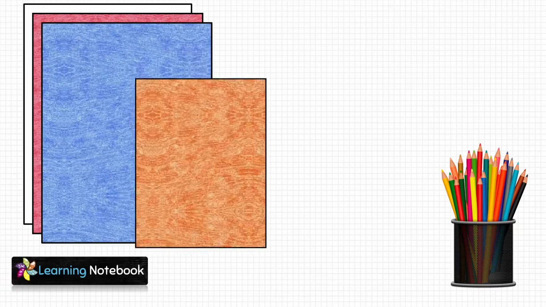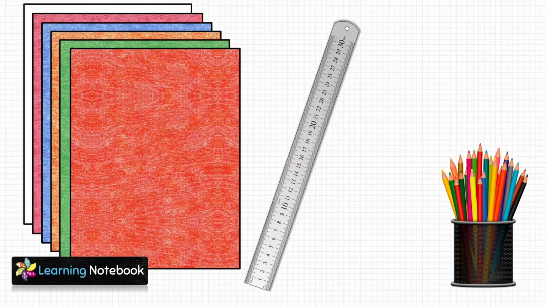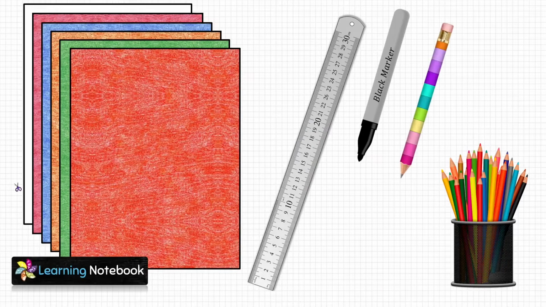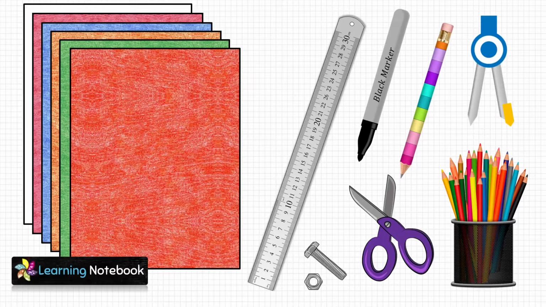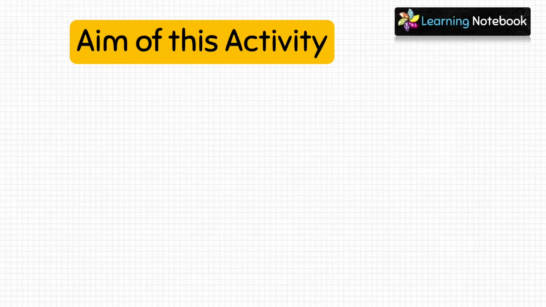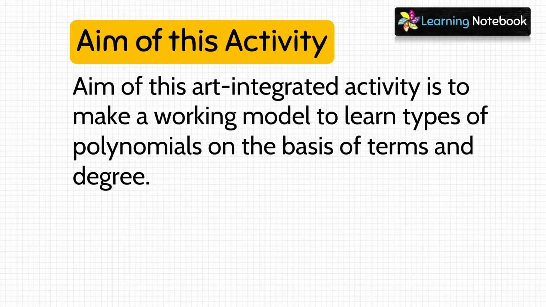For this activity, we need few colorful thick sheets, a ruler, a black marker pen, a pencil, a pair of scissors, a compass, a box of crayons or pencil colors, and nut and bolt. Aim of this art integrated activity is to make a working model to learn types of polynomials on the basis of terms and degree.